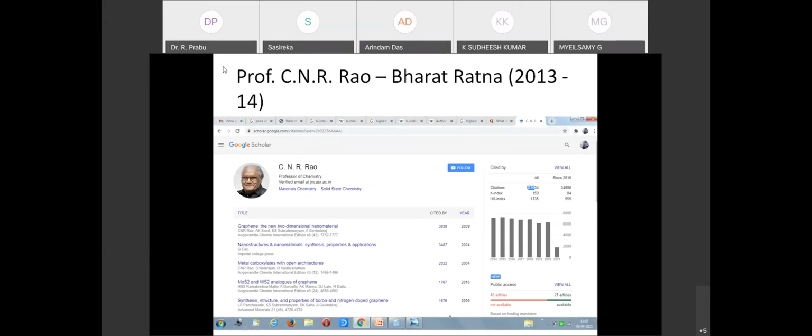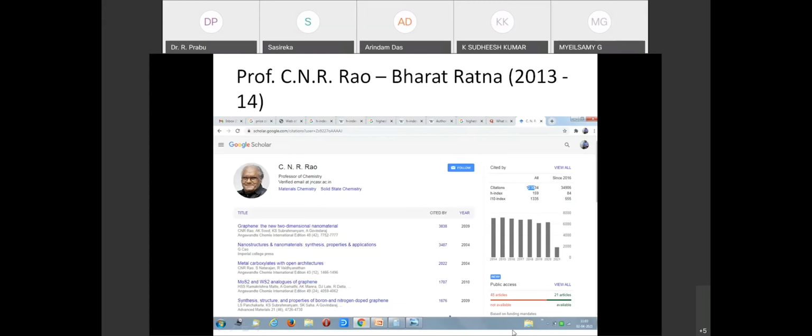So this is the profile of Professor CNR Rao. He is a Bharat Ratna awardee. It was declared in 2013 and he received it in 2014. He is a professor of chemistry, and you can also see his publications and his citations. Now his H index is more than 159. So after 2016 he retired, but after that his H index has come down a little. But before that it was higher. His i10 index we will see at a later stage also.